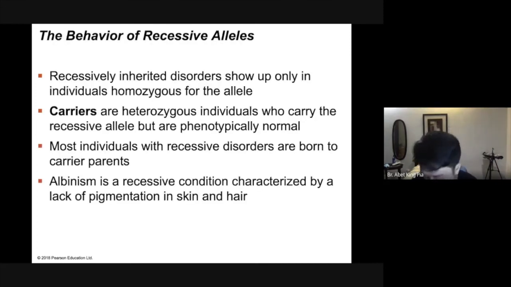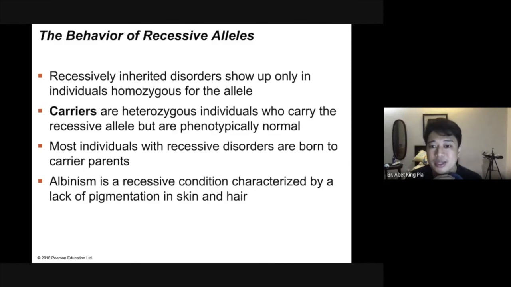Halimbawa, for recessive alleles, recessively inherited disorders show up only in individuals homozygous for the alleles. Ganun din naman yun, parang nung diniscuss lang natin sa recessive alleles, how it will show up if both the recessive alleles are present. So, carriers are heterozygous individuals. If you have the recessive allele, pero wala kang sakit, okay, so you are a carrier. So, heterozygous ka halimbawa for a specific disease. So, carrier ka doon.